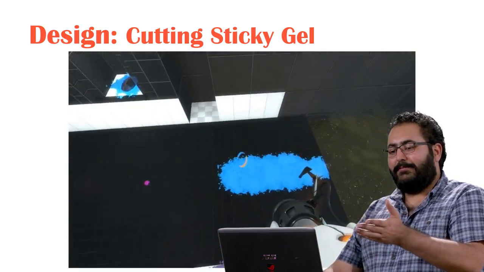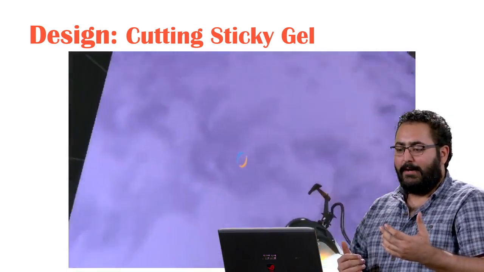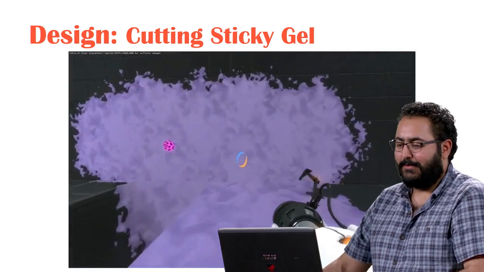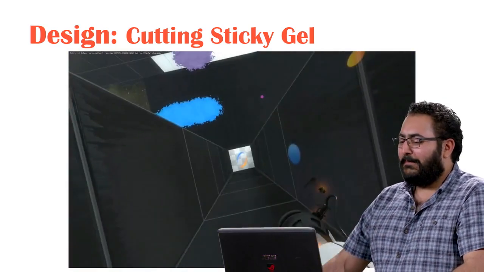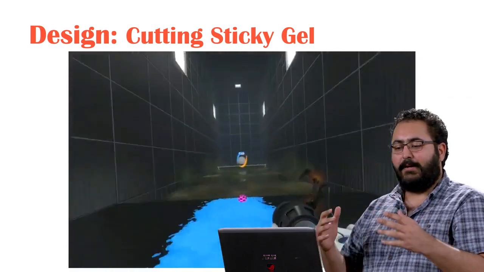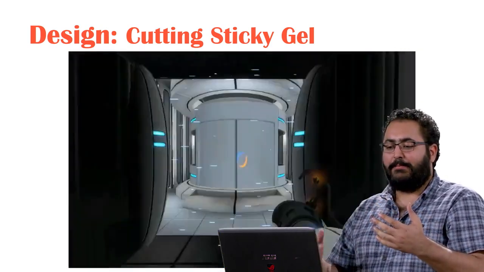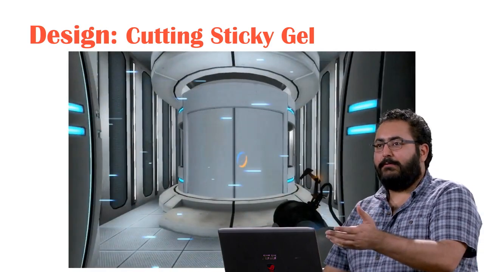So this is just an idea of the kind of puzzles we were trying to come up with using the sticky paint. There's an extra portal gun for some reason, just ignore it. This is a really old version of the game. So this is the kind of puzzles we were trying to come up with of combining the different paint colors and portals together. But we did end up cutting this feature though.